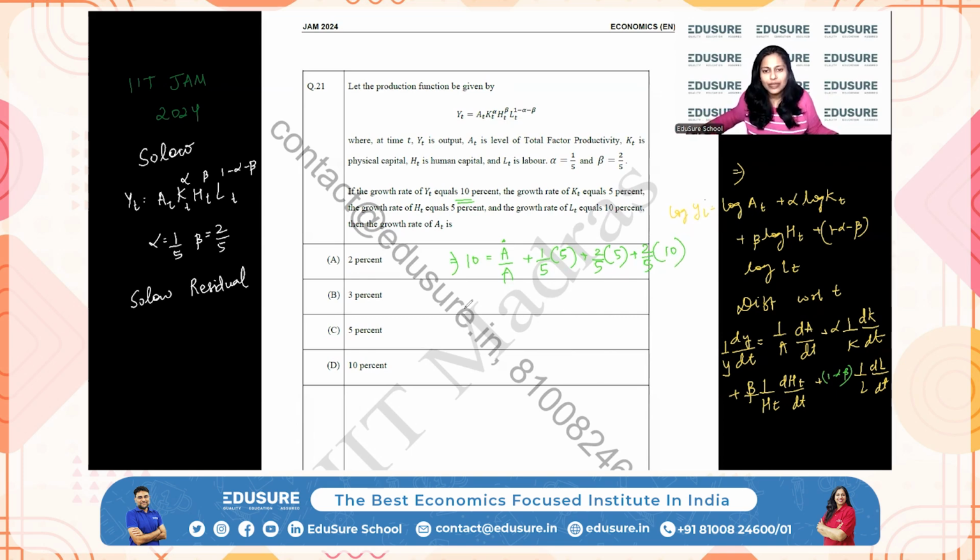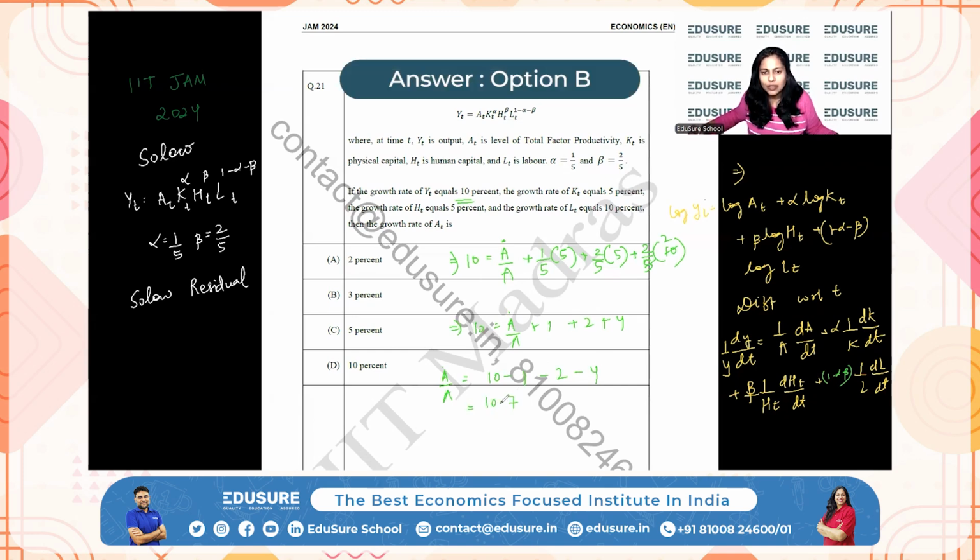So now we are going to get the Solow residual. So this is going to be 10 is equal to A dot by A plus 1 plus 2 plus 2 into 2 is 4. So A dot by A is going to be equal to 10 minus 1 minus 2 minus 4. So 4 plus 2 is 6, 6 plus 1 is 7. So 10 minus 7, which is equal to 3. So this is going to be equal to 3%. The answer is B, 3%.